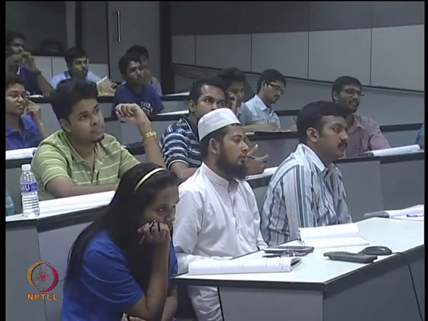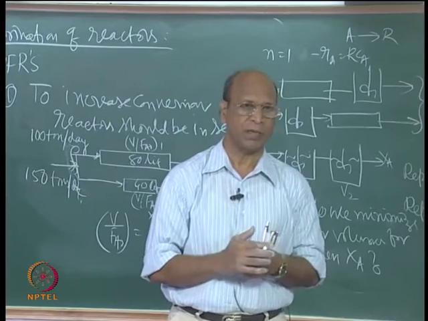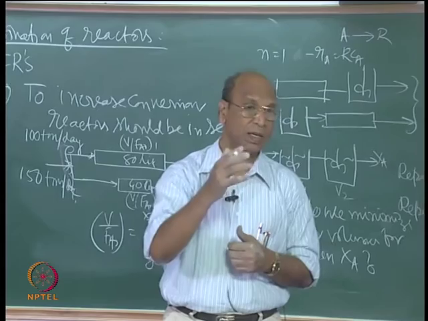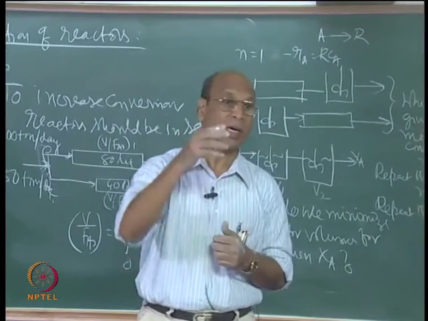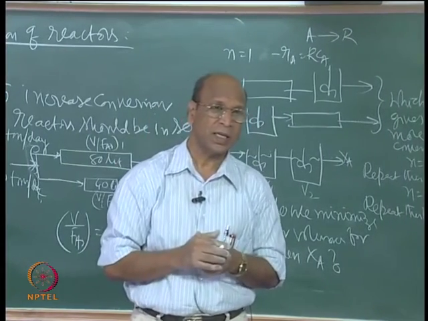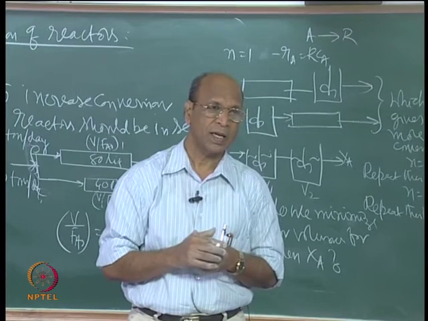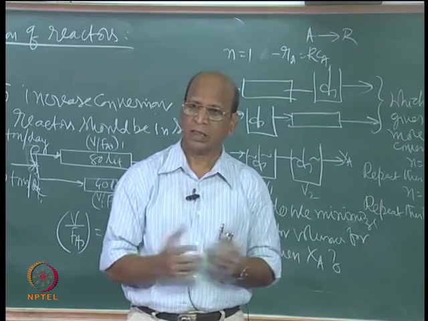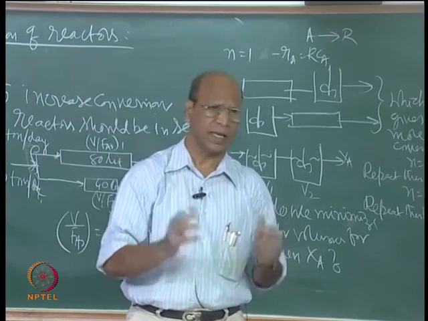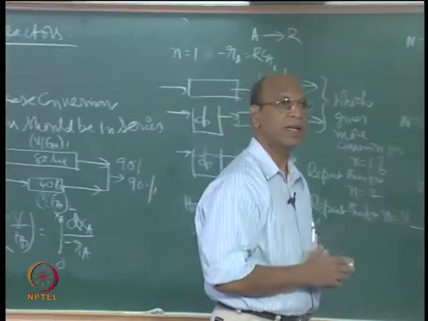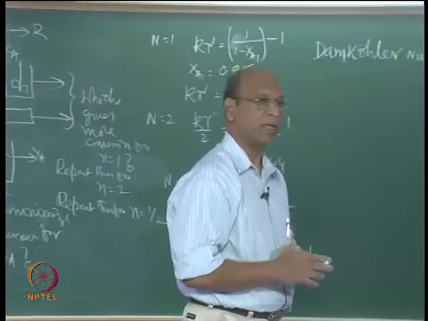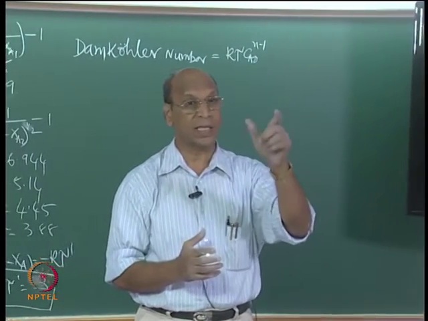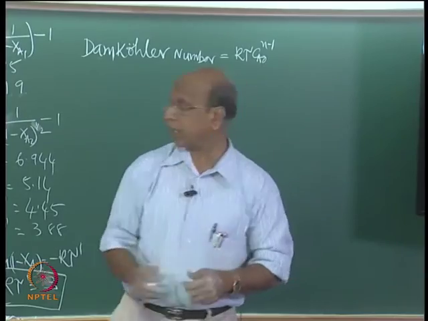d V by d T. What is V there? V 1 plus V 2. What is d V by d T? What is that T? Where is the time of reaction? Because it is steady state, it is always d by d X. d X A by d V, d V by d X A, or d C A.